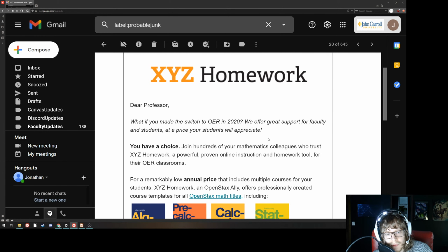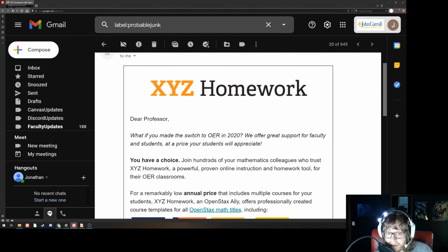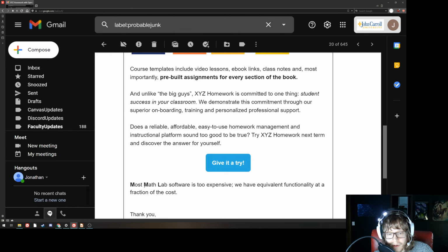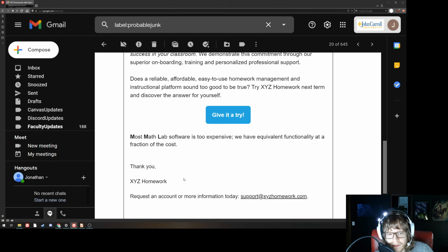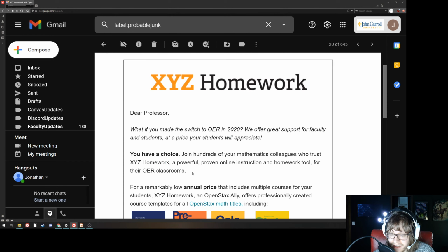We offer great support for faculty and students at a price your students will appreciate. All right, I'll give you that. What's the price? Low annual price? Most MATLAB software is too expensive. We have equivalent functionality for a fraction of the cost. What's the price? Junk. You have to tell me the price.